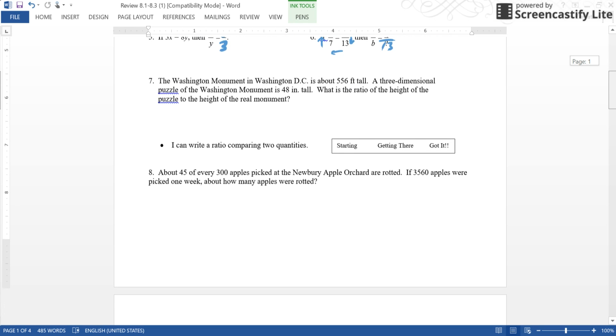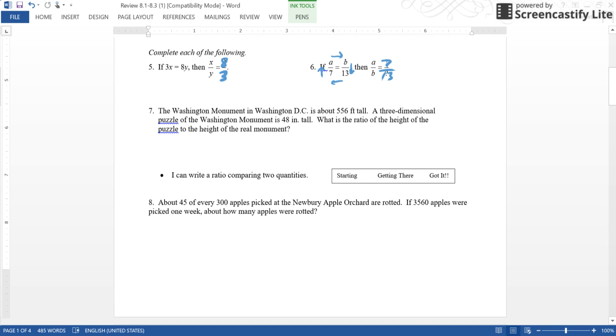So the Washington Monument in Washington, D.C. is 556 feet tall. A three-dimensional puzzle of the Washington Monument is 48 inches. 48 inches, 556 feet. Okay? So what is the ratio of the height of the puzzle to the height of the real monument?